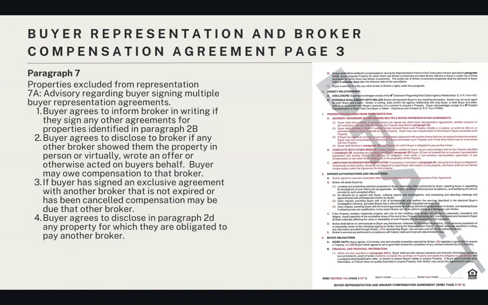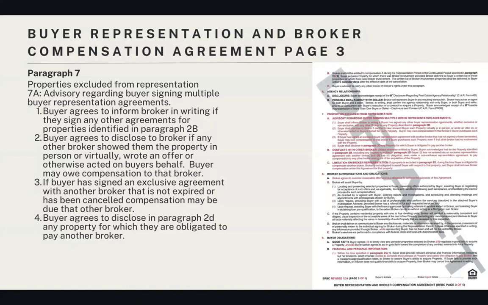This is a much more formalized arrangement. Buyer agrees to disclose to the broker if any other broker showed them the property in person or virtually, or wrote an offer, or otherwise acted on behalf of that buyer. The buyer may owe compensation to that broker. So again, disclosure and reminders of how these documents work.